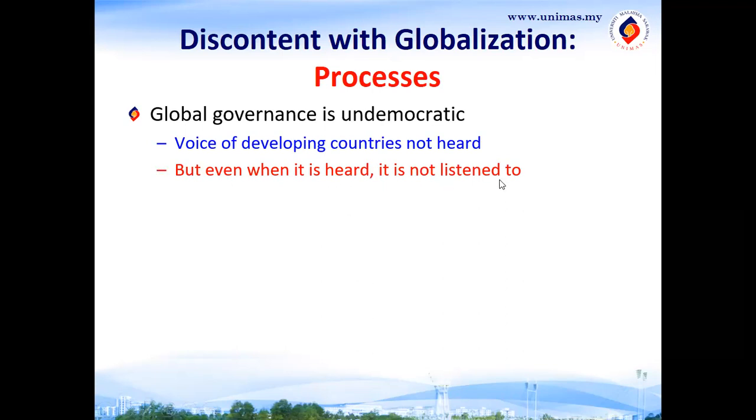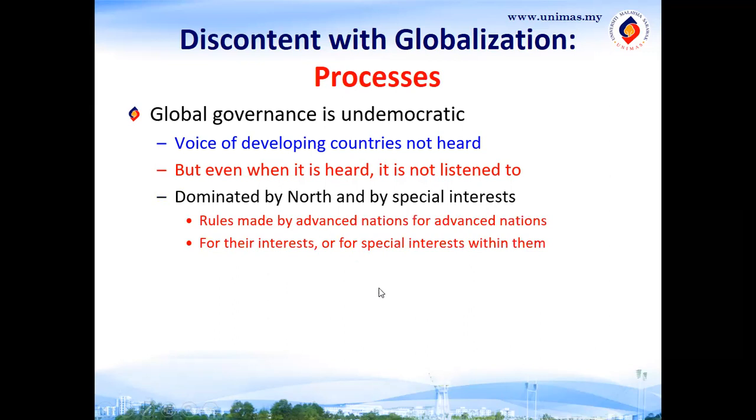Jadi hearing and listening are two different things, right? So you hear but you don't take action, ataupun you don't pay attention. That's what is happening. So global governance has been dominated by the north, by the developed countries, and also by special interest groups. Right? So rules are made by advanced nations for advanced nations. Yeah. So then they don't make rules for all countries. In other words, they are having the rules for their interests or for special interests within them.